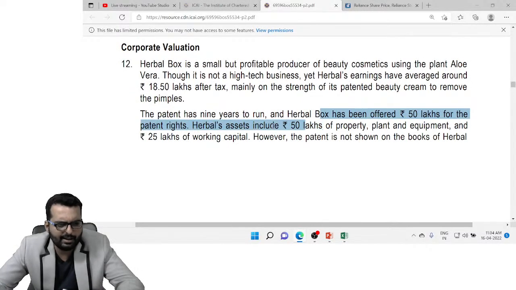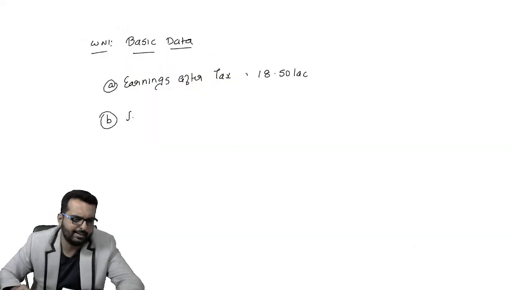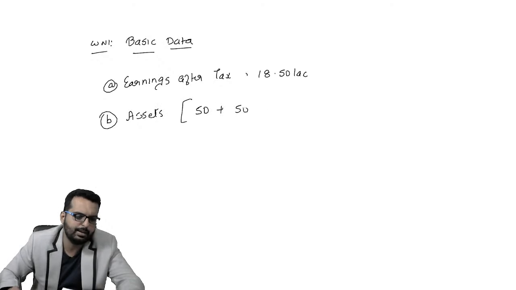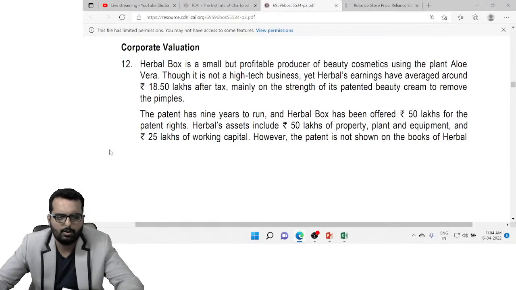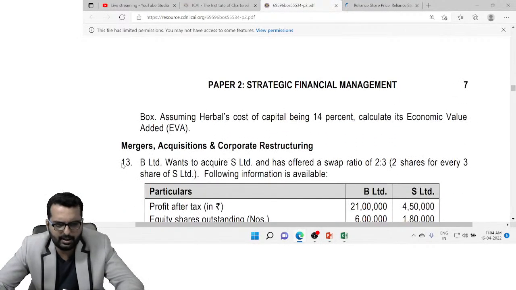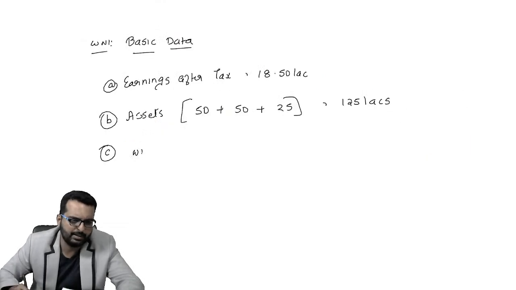Assets include 50 lakhs and working capital. So what is the total assets that he is actually having, tangible and intangible? 50 plus 50 plus 25. Do you get the answer as 125 lakhs? All right. And what is the WACC they have told in the question? 14%. It's a very, very simple question, friends.